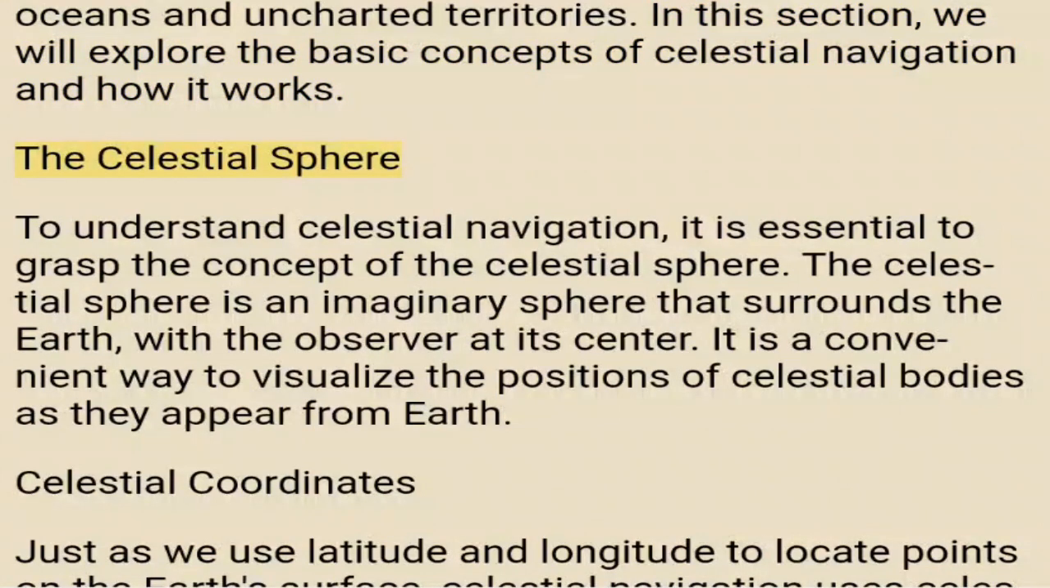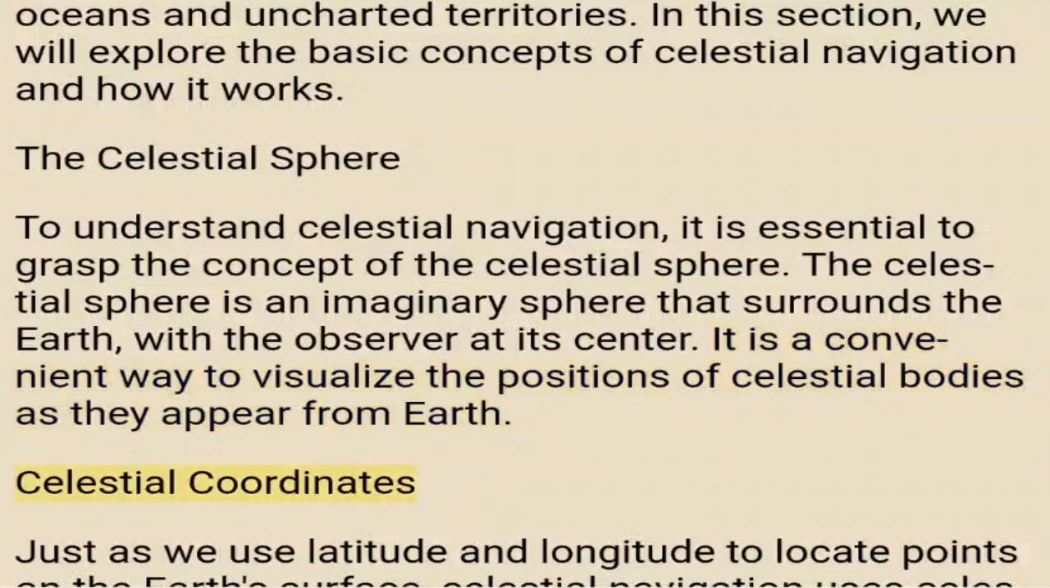The celestial sphere. To understand celestial navigation, it is essential to grasp the concept of the celestial sphere. The celestial sphere is an imaginary sphere that surrounds the Earth, with the observer at its center. It is a convenient way to visualize the positions of celestial bodies as they appear from Earth.